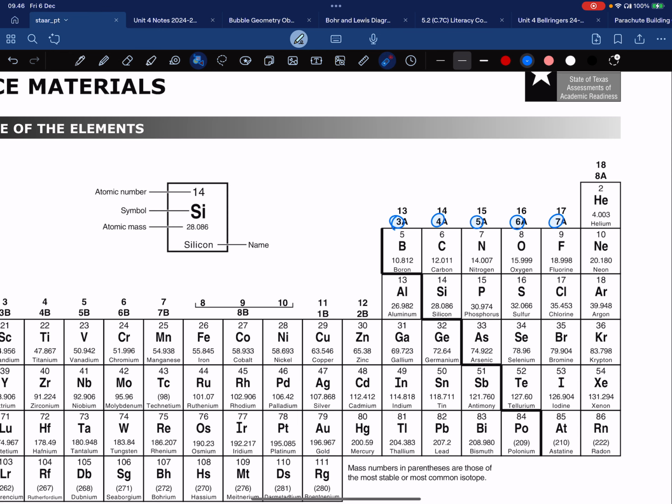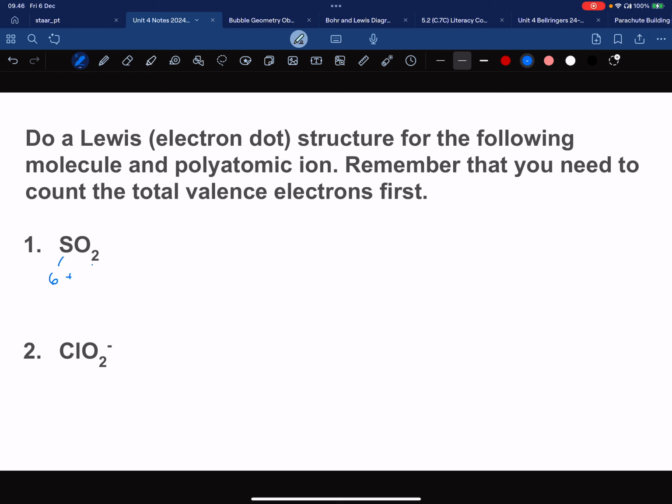So, sulfur and oxygen are both in group 6A, so that gives them 6 valence electrons. So that's 6 there, plus 2 times 6 is equal to 18. You only have 1 sulfur, but 2 oxygens. So sulfur goes in the center and is connected to oxygen with 2 single bonds. That uses a total of 4 valence electrons.